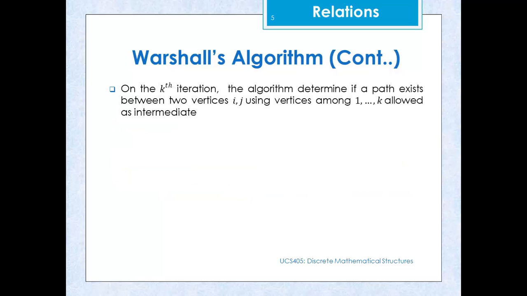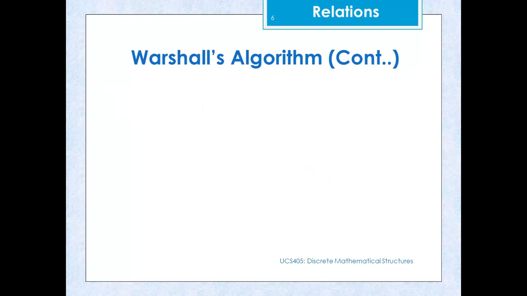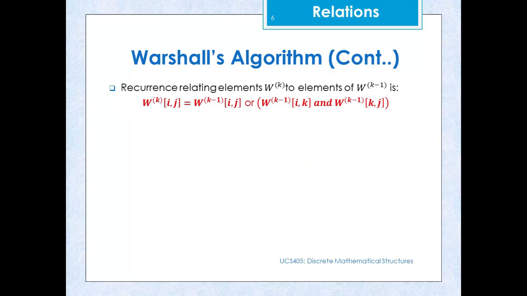If we do the kth iteration, this algorithm finds out whether there is a path between the two vertices i and j where the intermediate vertices are from 1 to k only. So this formula can be used further. Moving on, this is the recurrence relation through which the elements of Wk can be found using the elements of Wk minus 1.